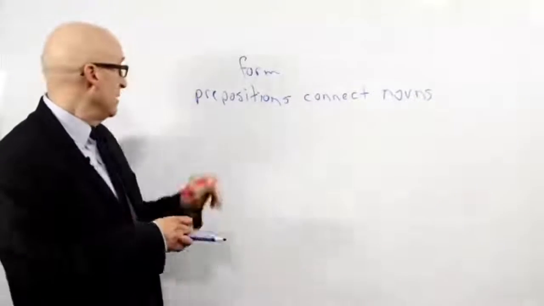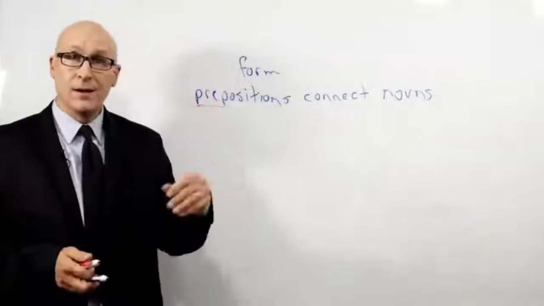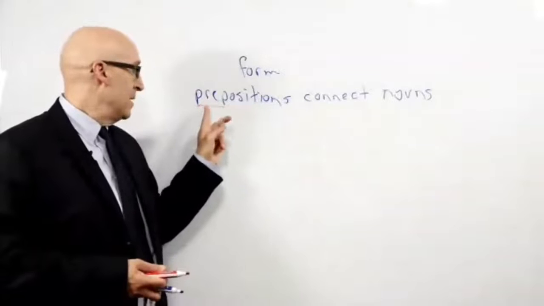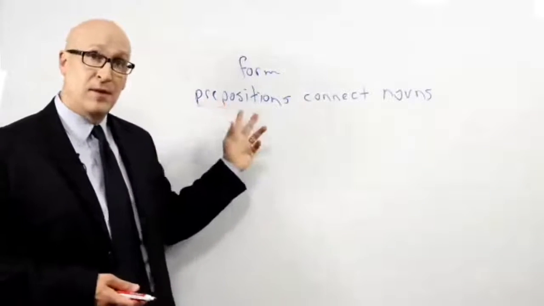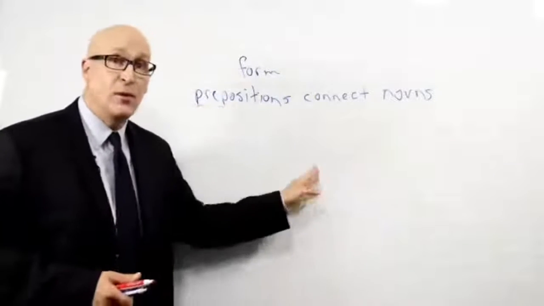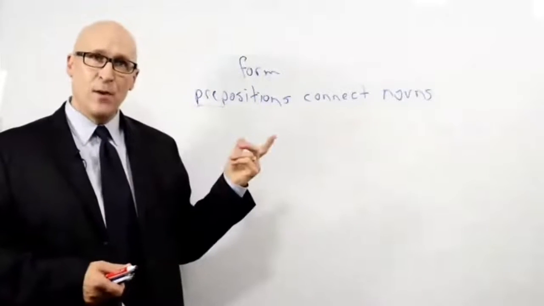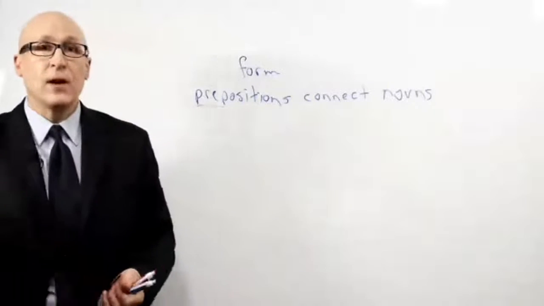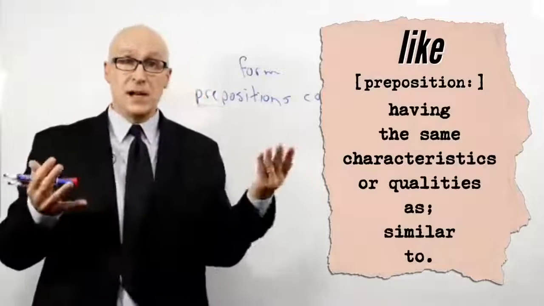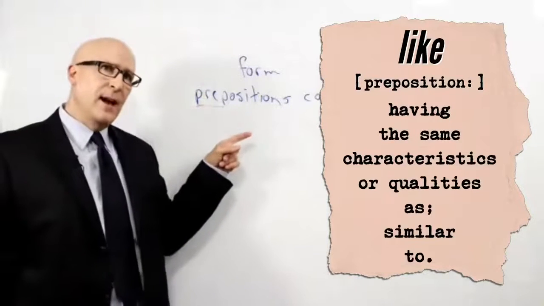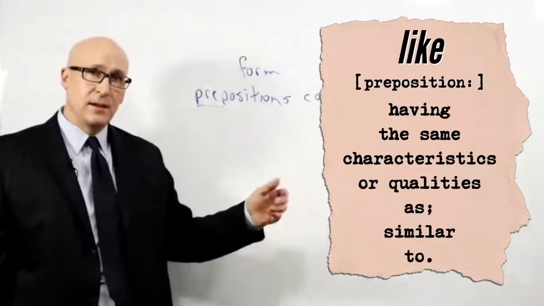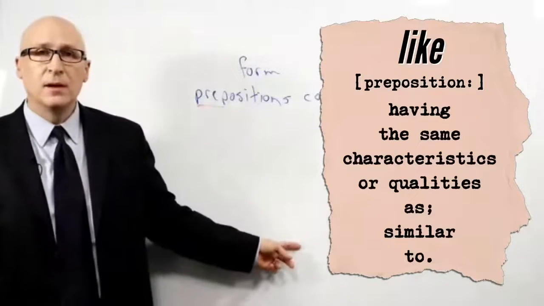This prefix, pre, means before. Like preview the movie, watch it before. This means before position. Prepositions come before nouns. That's their job. So when we talk about the triangle, form, meaning, and use, that's the form. That's the grammar function. Okay, let's go back to the dictionary picture. So what's the meaning? Well, the meaning is having the same characteristics or quality as something or similar to.